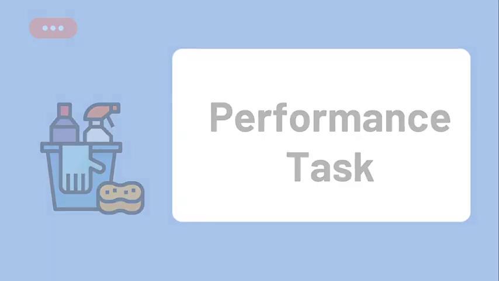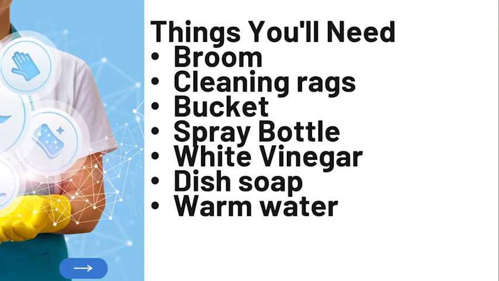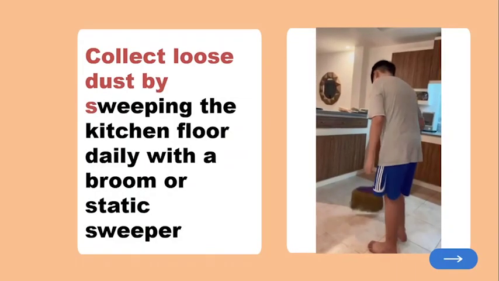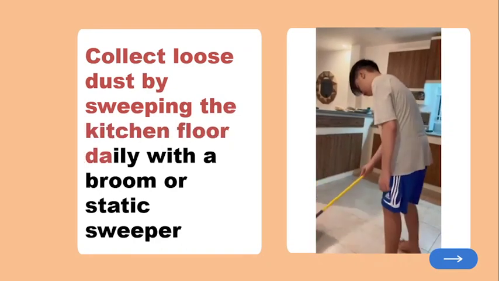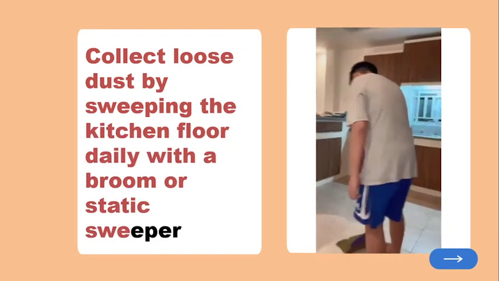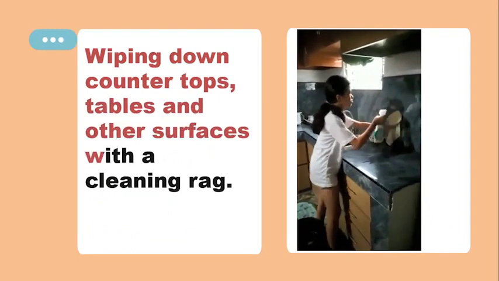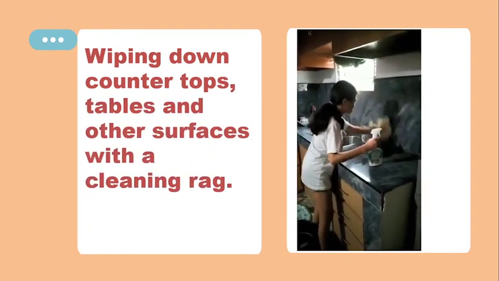For your performance test, these are the things you need: broom, cleaning rugs, bucket, spray bottle, white vinegar, dish soap, warm water. Collect loose dust by sweeping the kitchen floor daily with a broom or static sweeper. Wipe down countertops, tables, and other surfaces with a cleaning rug.